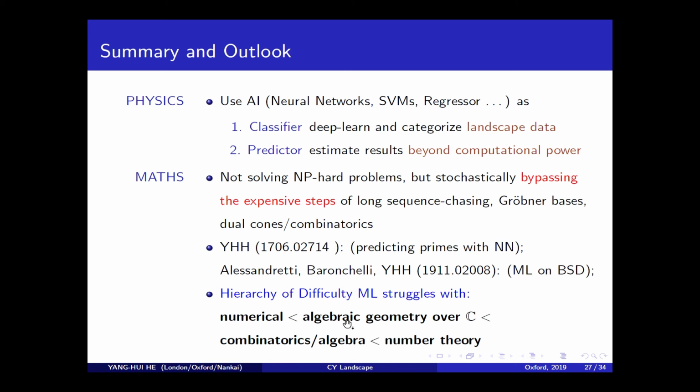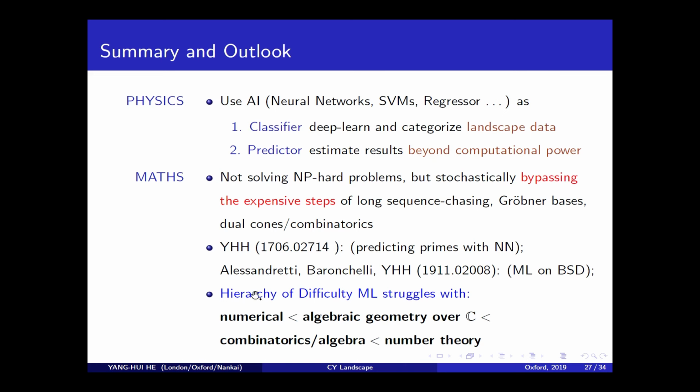But just from initial experiments, numerical analysis is very good. Algebraic geometry over C is very good. Combinatorics and algebra is very good. And number theory is very, very hard. So you see this increasing sequence of difficulties for machine learning. Luckily, string theory is here.